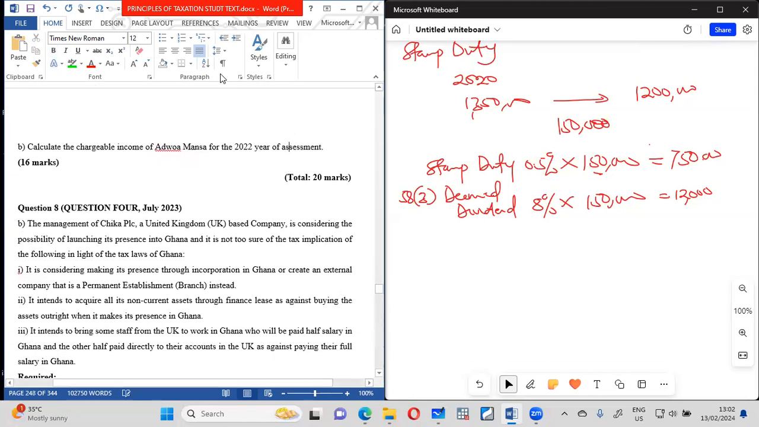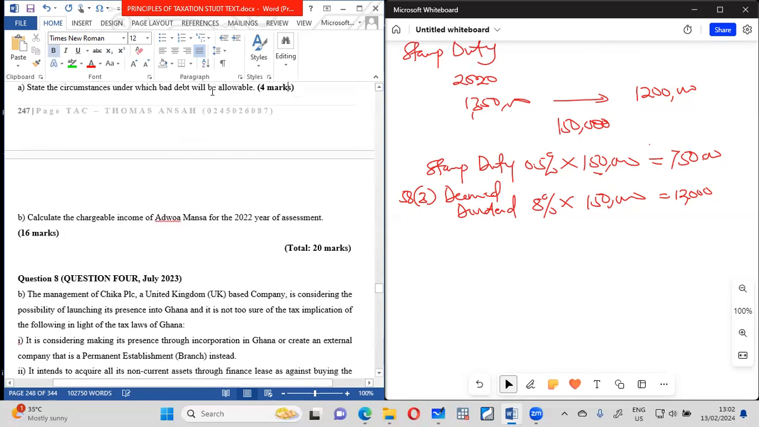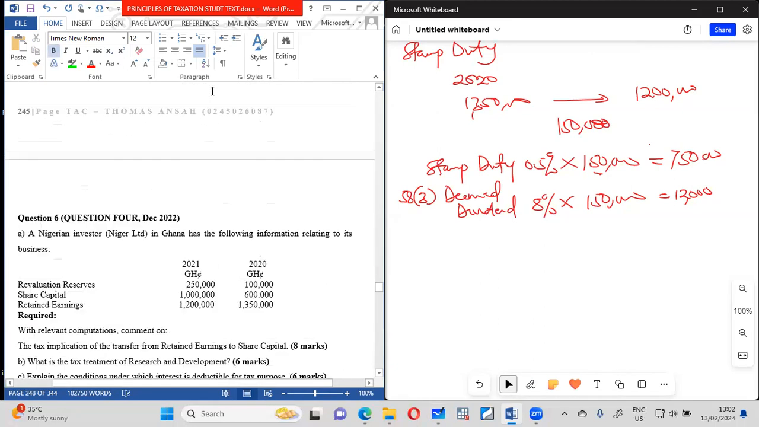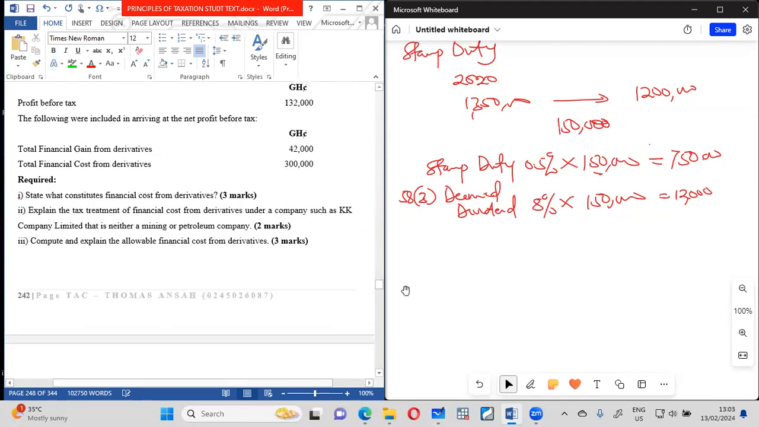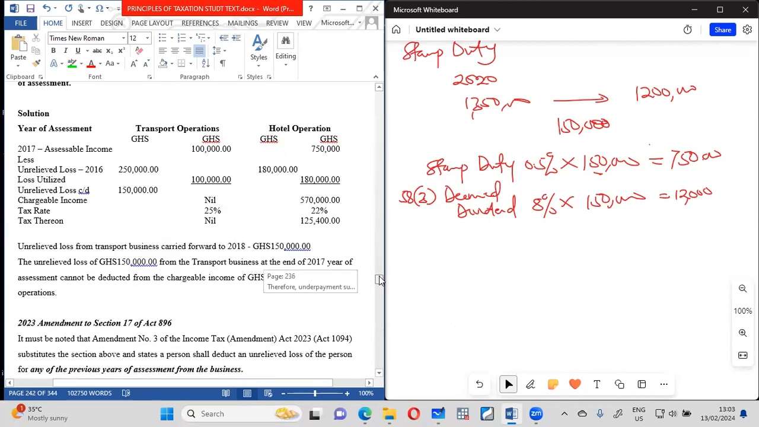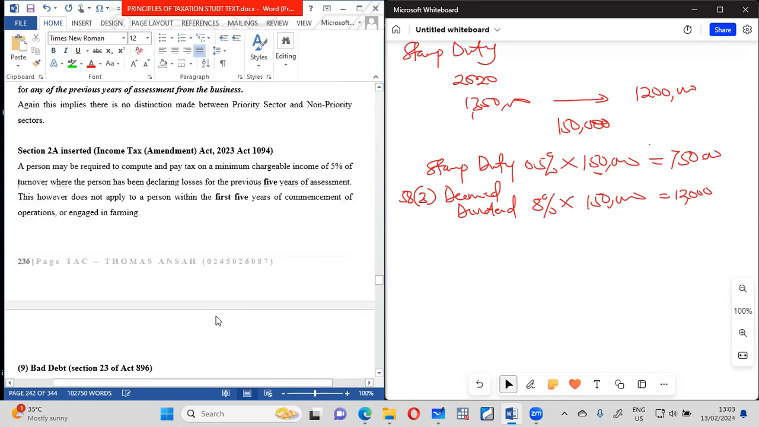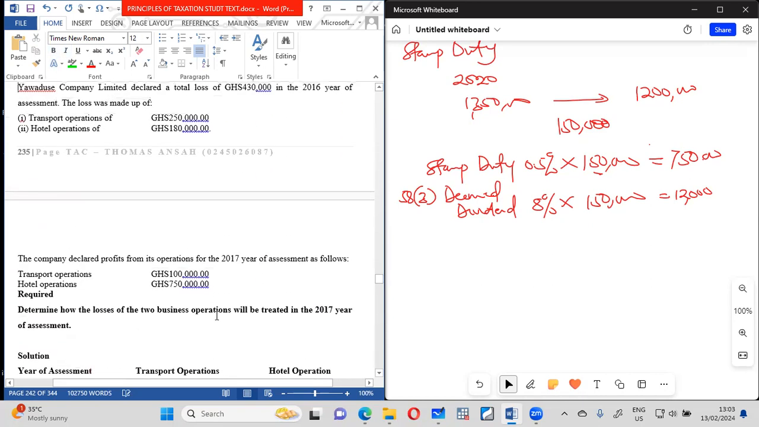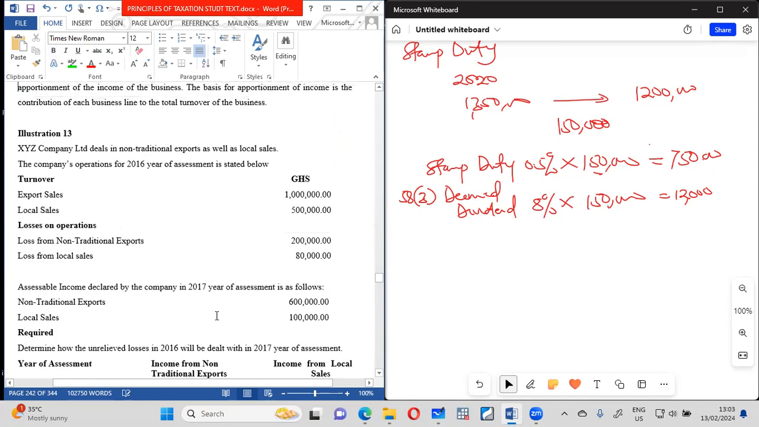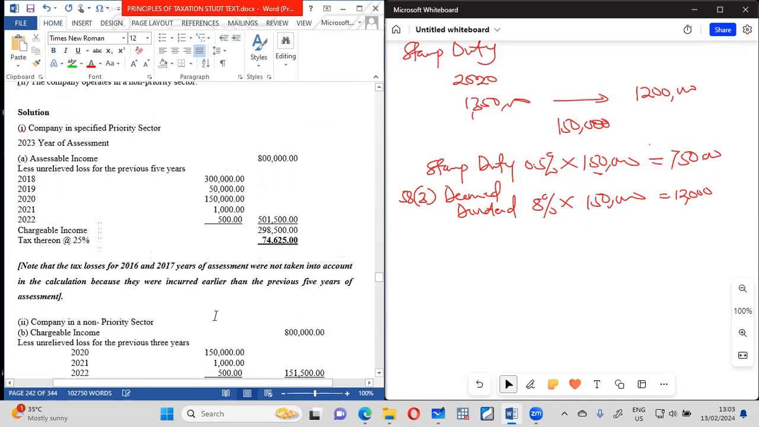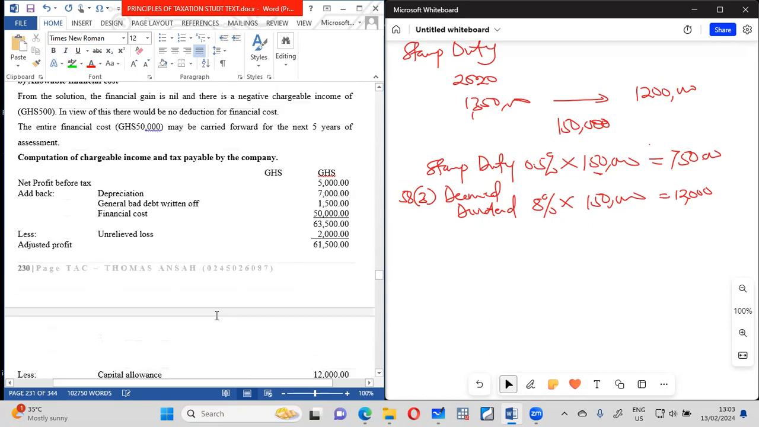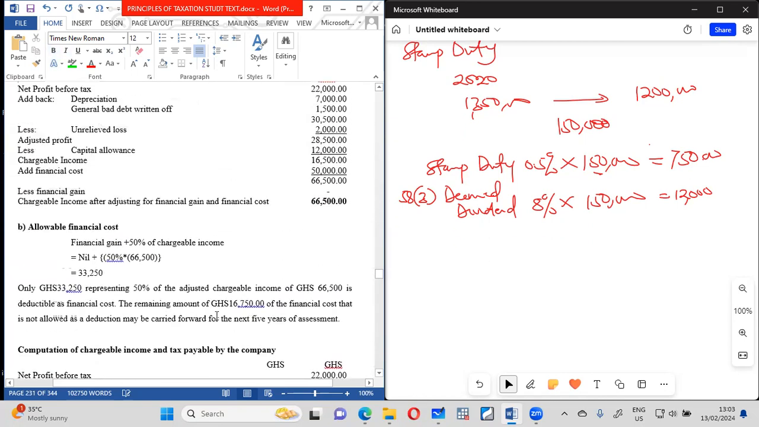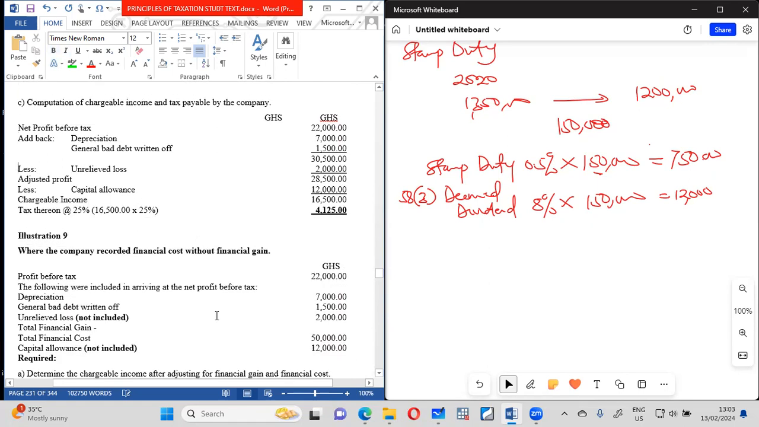Now, I said that I will talk about some amendments shortly, especially the finance cost. Let's go back to our business income notes, especially on finance cost, the new amendment. Okay, so this is one of them. That one was for unrelieved losses. So let's go to the expenses and talk about those expenses.